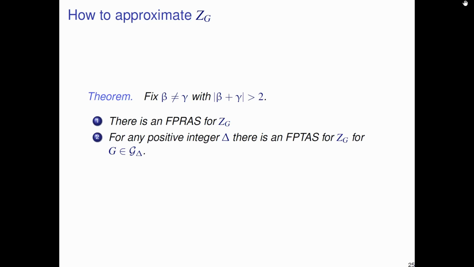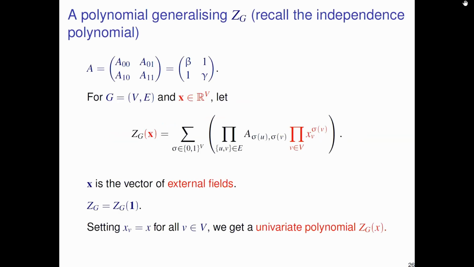So I want to talk first about the FPTAS and how you approximate in these green zones in the bounded degree case, because it's a kind of neat trick due to Barvinok and Patel-Regts. Okay, so that's the theorem. If I take beta not equal to gamma, because we've already talked about beta equals gamma, and we're in the green zone, then there's an FPRAS and there's an FPTAS. And so I want to talk about the FPTAS.